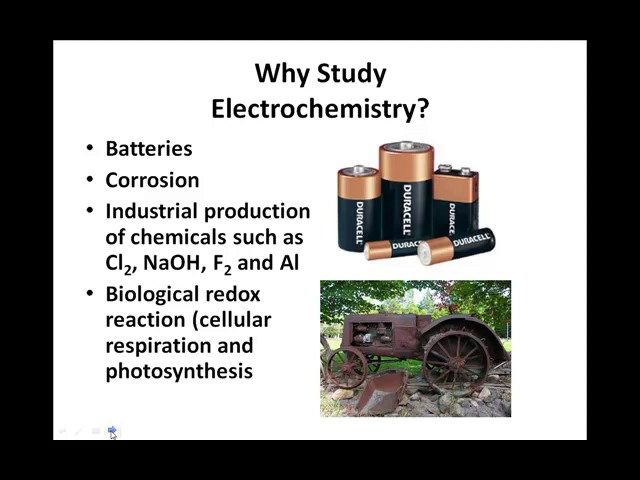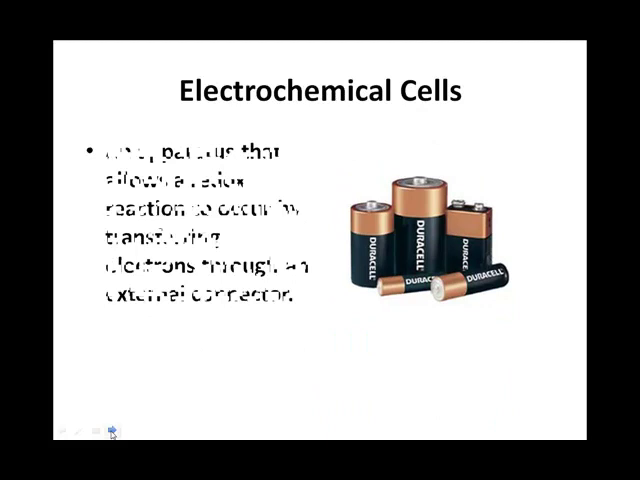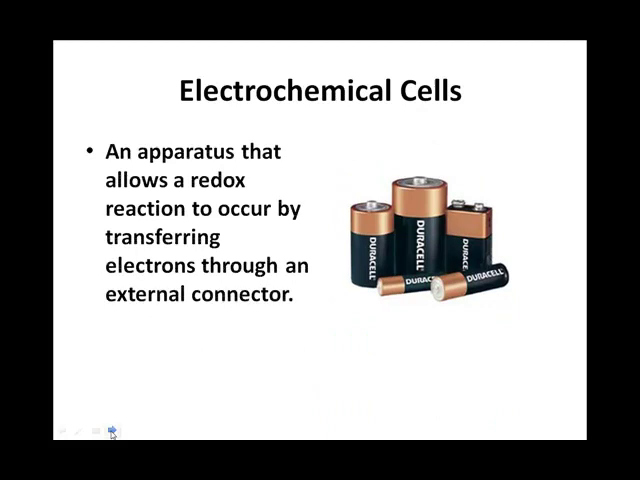These have to do with electrochemistry, or what we call redox reactions. An electrochemical cell is an apparatus that allows redox reactions to occur by transferring electrons through an external current connector. Batteries are an example.